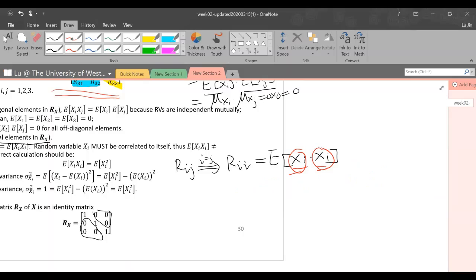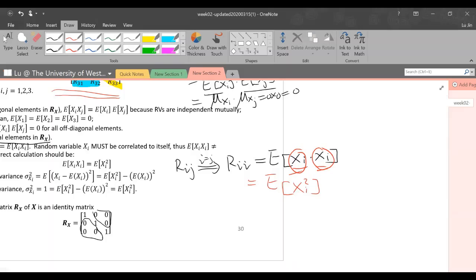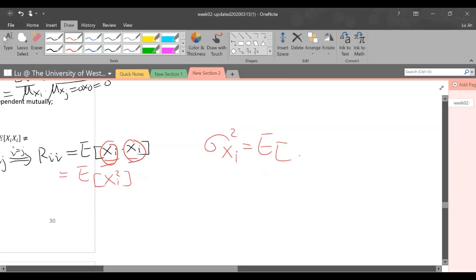Now we use the other way. This is equal to E xi squared. Now we have to use knowledge regarding variance of the xi to solve it. So when we discuss the variance calculation, in other words, the second central moment, regarding the variance of the random variable xi, that's equal to the expectation of x minus mu xi, and square of that. So second central moment, right?